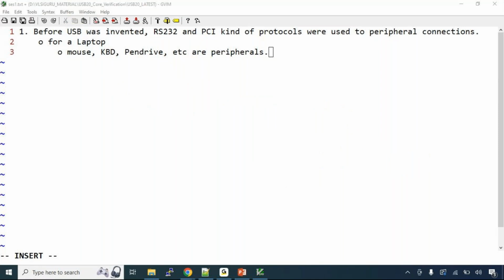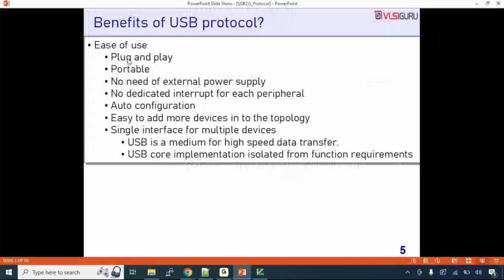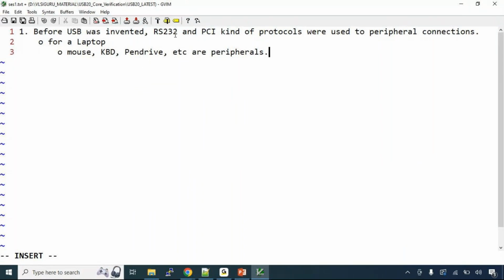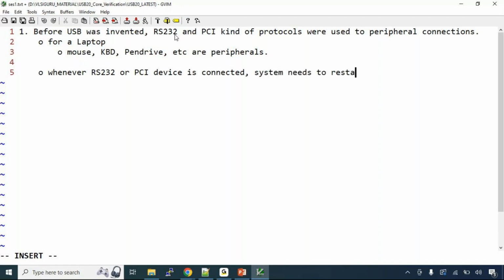The reason they invented it is majorly the ease of use. The first thing is plug and play. Does it mean that RS-232 is not plug and play? Yes, it is not. Whenever an RS-232 or PCI device is connected, the system needs to be restarted, which is not required in USB connections. Do you restart your laptop whenever you connect a pen drive? No.